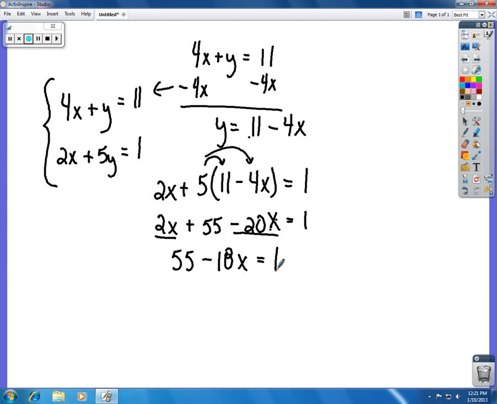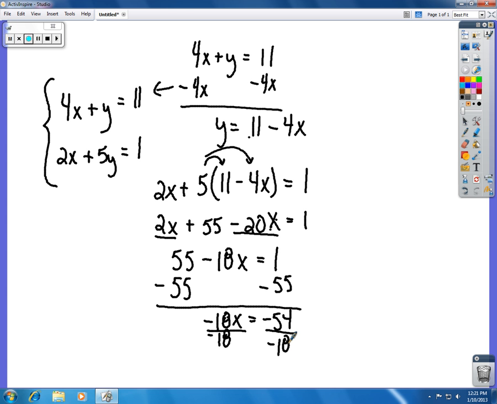And then I'm going to subtract 55 from both sides, and that will leave us with a negative 18x on this side, and that equals a negative 54 on this side. And if I divide both sides by the negative 18, that gives us an x value of positive 3. Okay, and now, again, like I did with the last problem, I'm going to take that value and plug it back in to one of my equations here and solve for y.